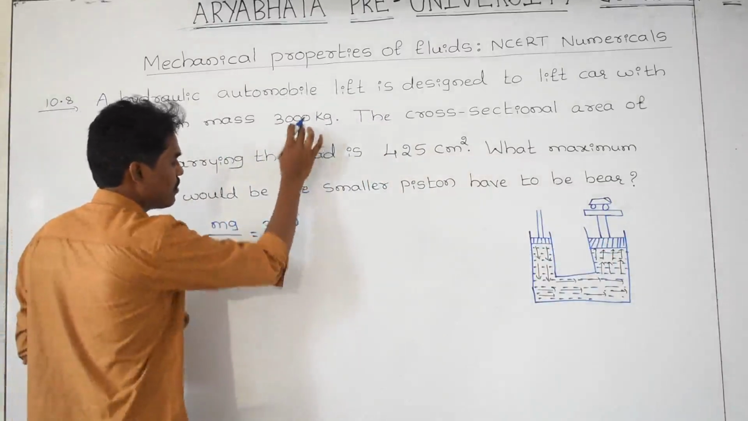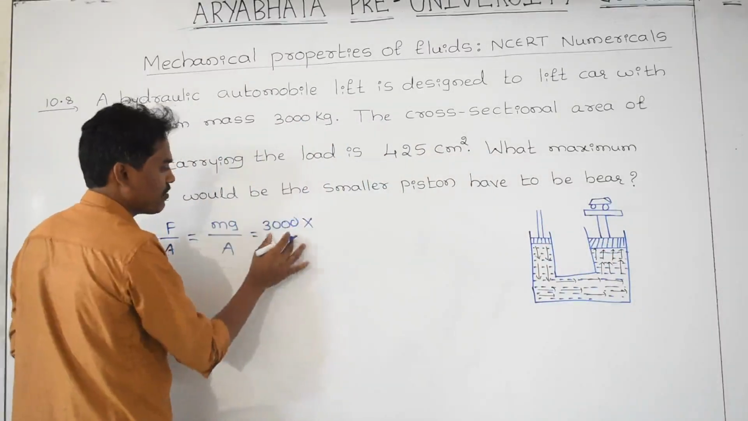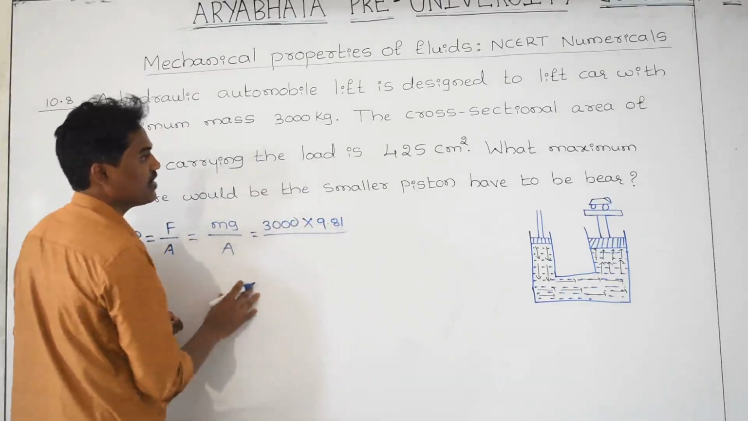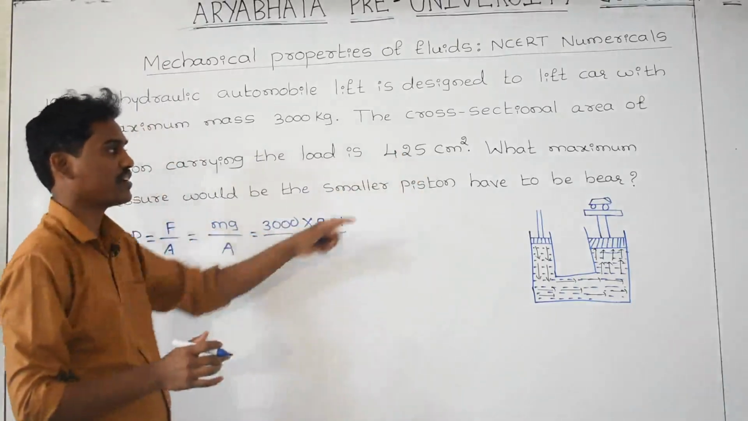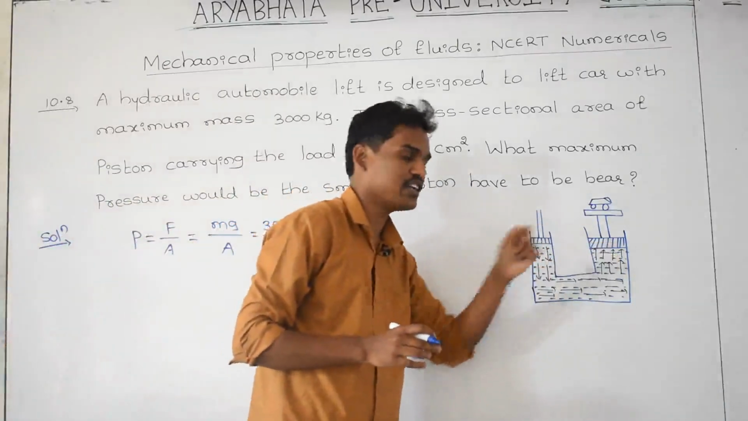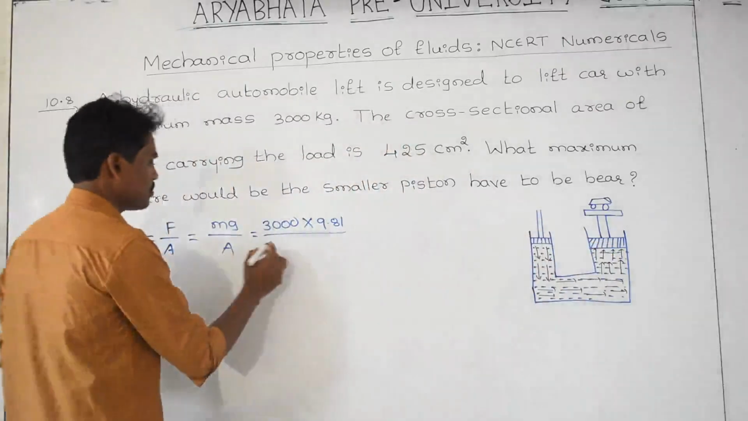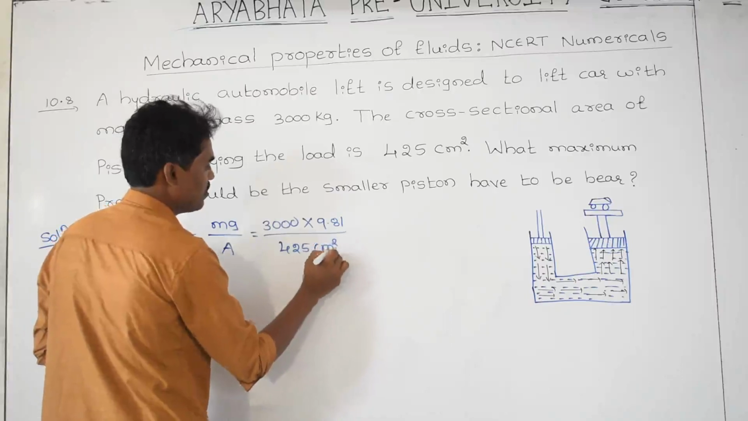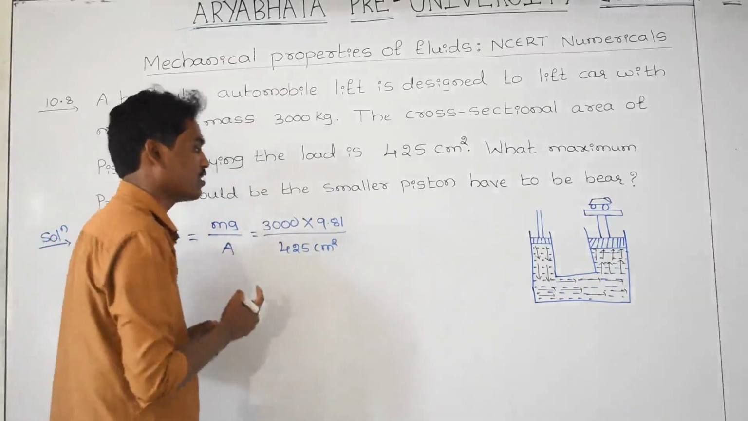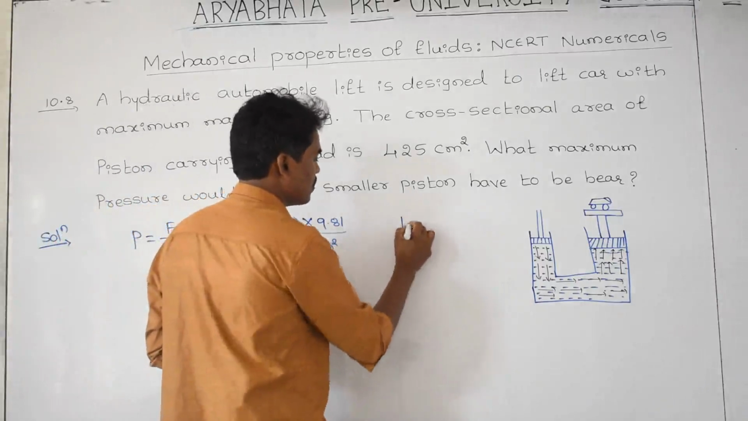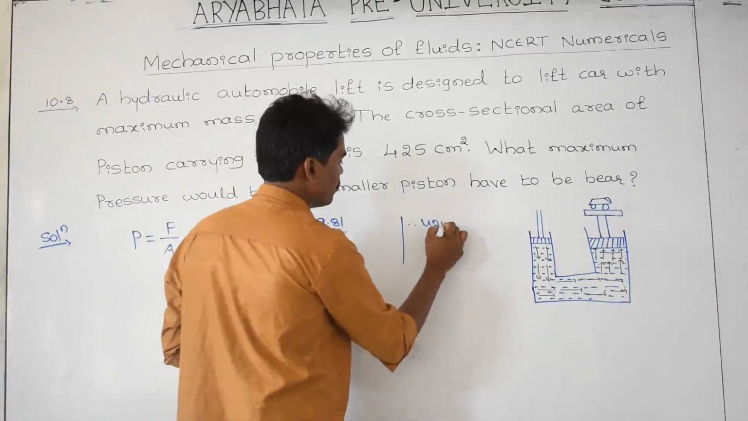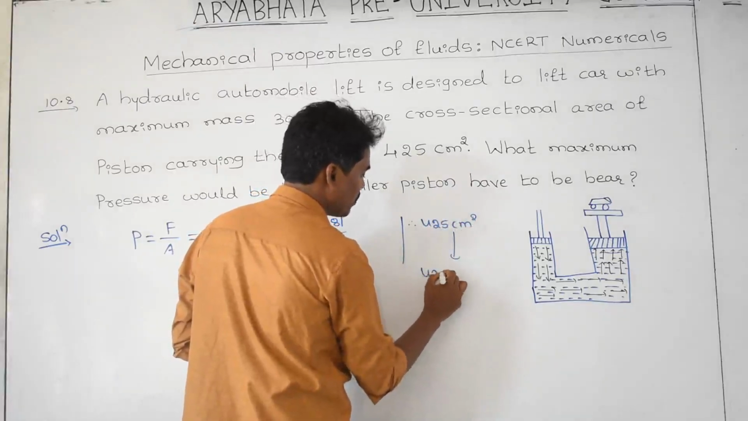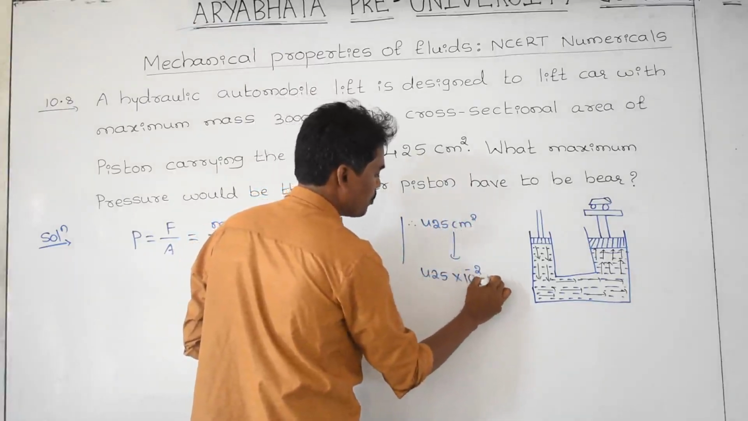kg he has given here, and take the value of g, as you know very well, 9.81 meter per second square, and the area he has given is 425 centimeter square. This is the cross sectional area of the second piston, 425 centimeter square as he has given. Take the centimeter square in terms of meter square. Therefore 425 centimeter square can be written as 425 into 10 to the power of minus 2 meter.